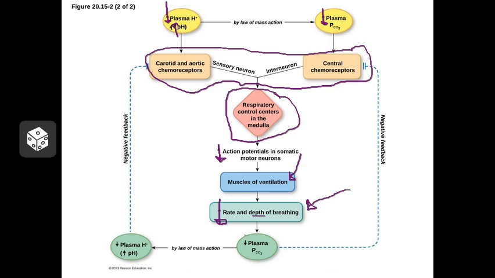What is the result? Well, plasma CO2 would increase, causing plasma hydrogen concentration to increase, and that would result in a decrease in pH. Again, this would be for a patient that is in alkalosis. This mechanism returns the pH back to the normal range.